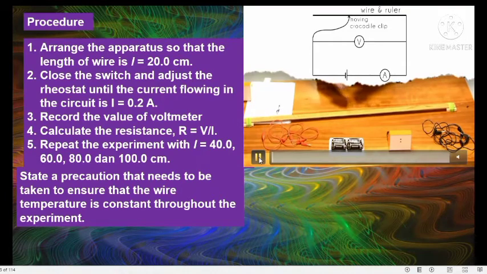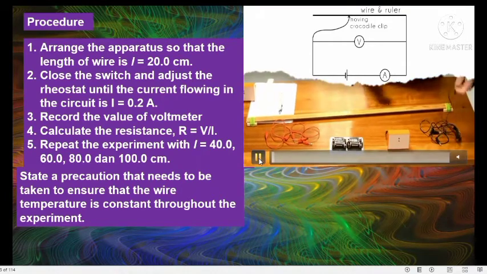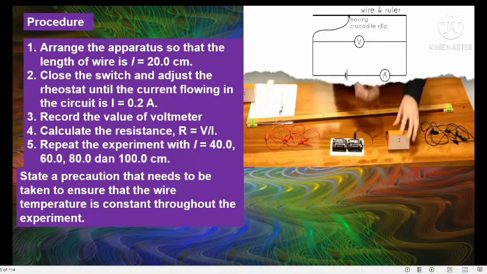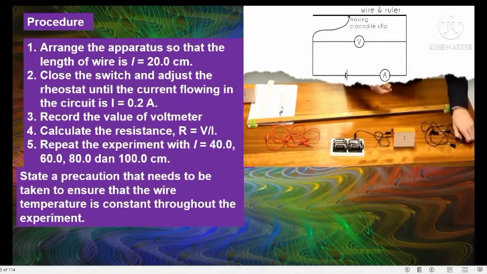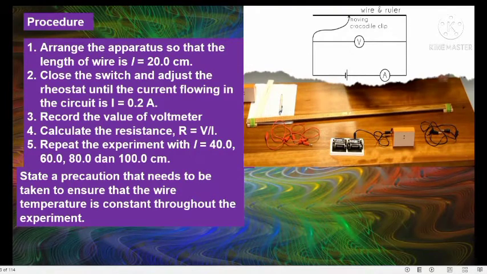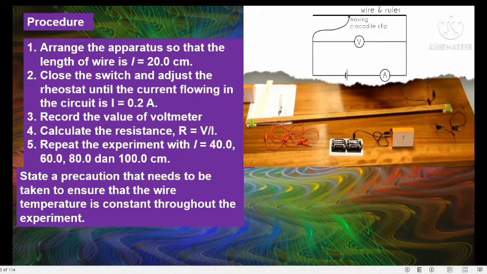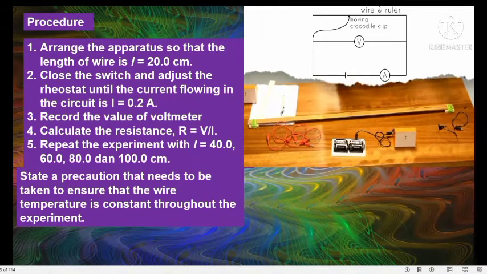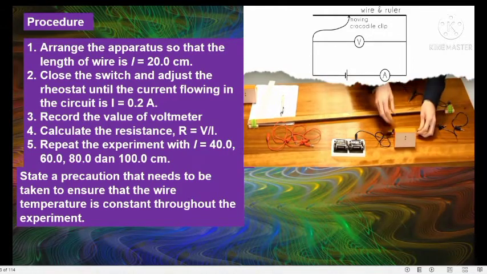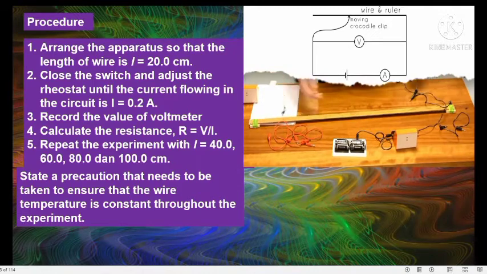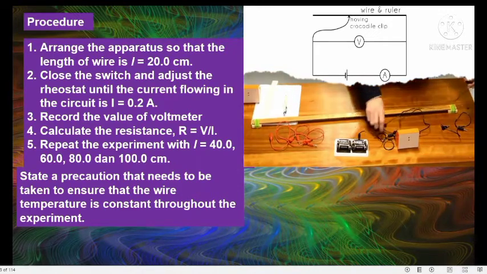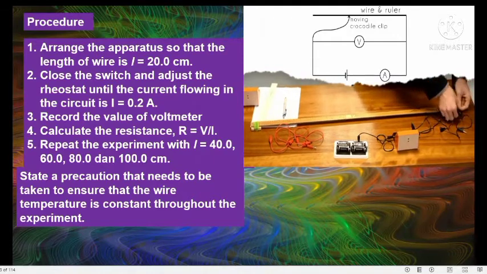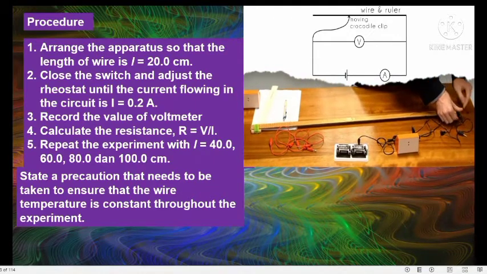Okay, these are the apparatus required for the experiment. We have the connecting wire. Now we want to complete the series part first. Connect the battery or dry cell to ammeter. And then you connect to one end of the wire at the meter rule. The wire is already attached to the meter rule.